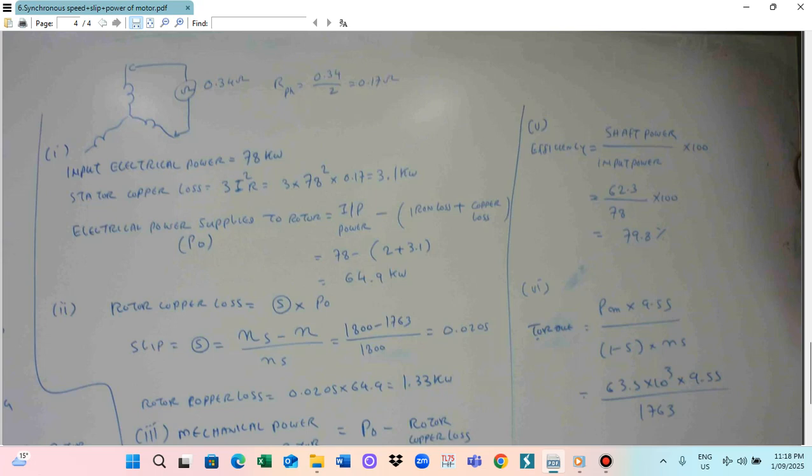Rotor copper loss is slip multiplied by P0. P0 we already calculated. This is the electrical power supplied to the rotor, this is P0.